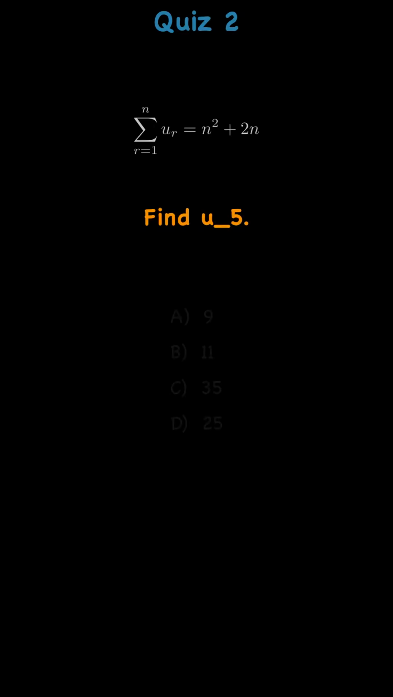Quiz 2. Given that the sum from r equals 1 to n of ur equals n squared plus 2n, find u5. Is it A, 9, B, 11, C, 35, or D, 25? Remember the key formula, un equals Sn minus Sn minus 1. The answer is B, 11.